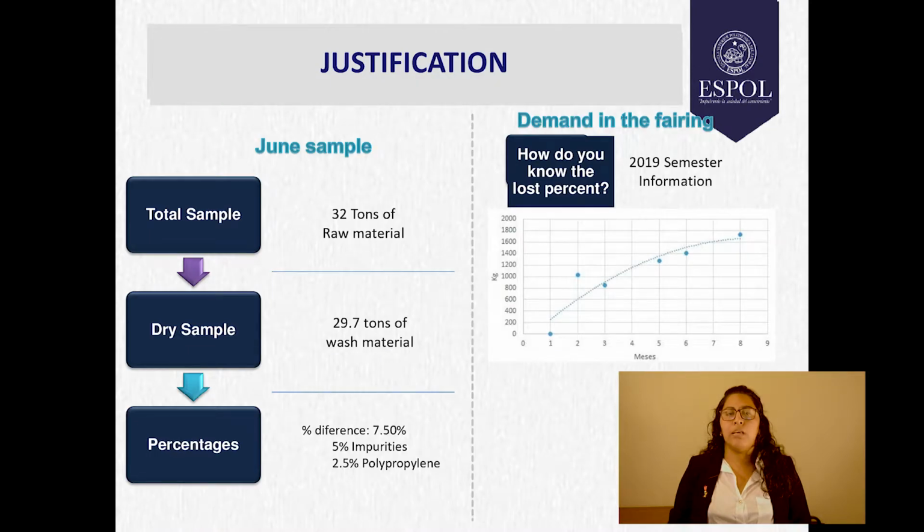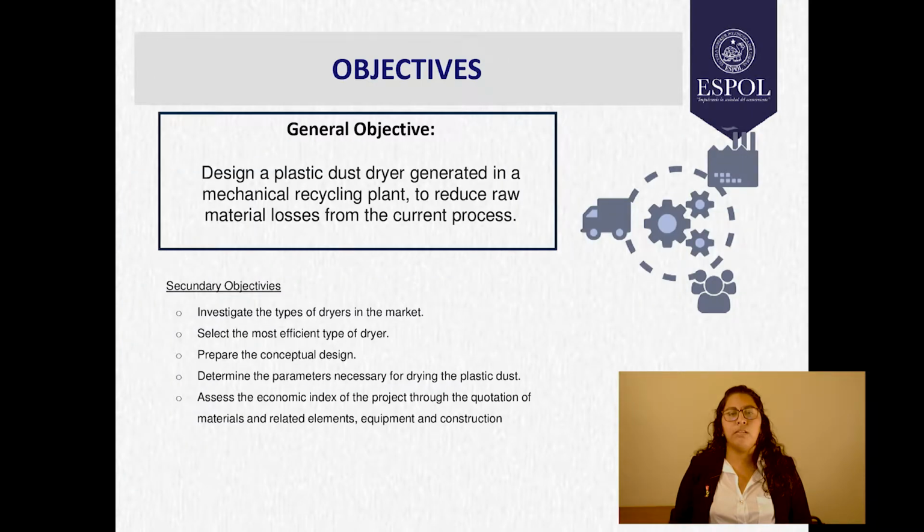In June, we took a sample of 32 tons of raw material, but after these processes, we received 29.7 tons. The difference between the masses is evident, because in this difference exist 5% of impurities and 2.5% of polypropylene. The principal objective is to design a plastic dust dryer for dust generated in a mechanical recycling plant to reduce the material losses from the current process.